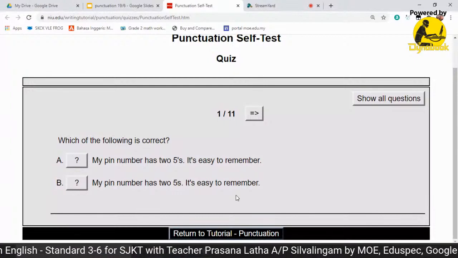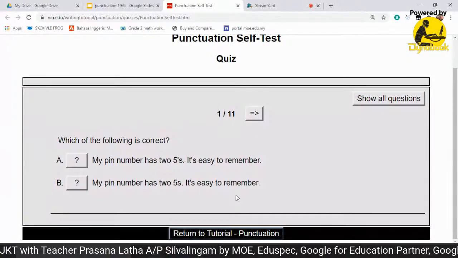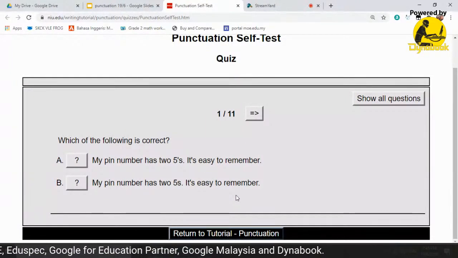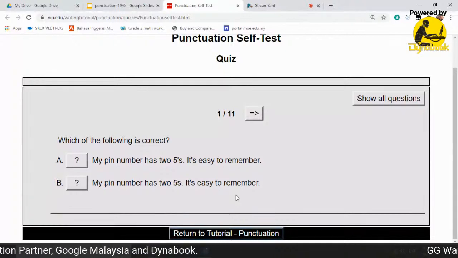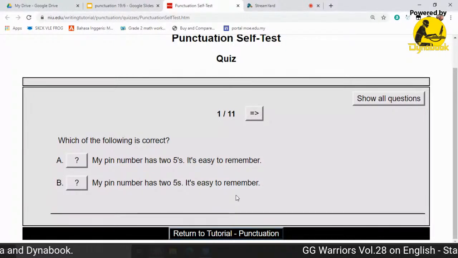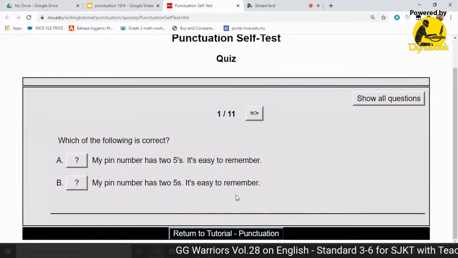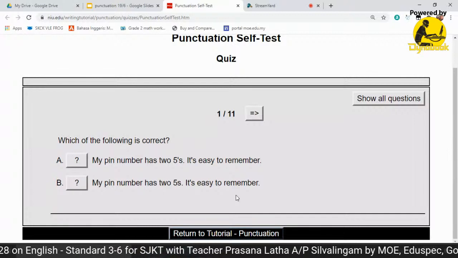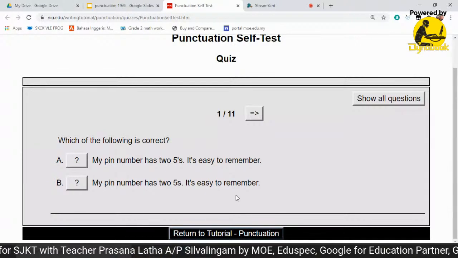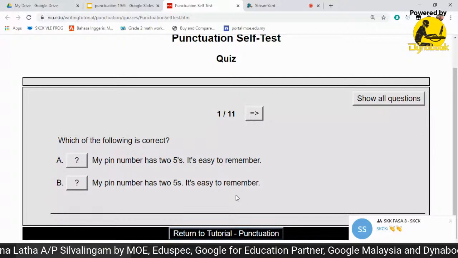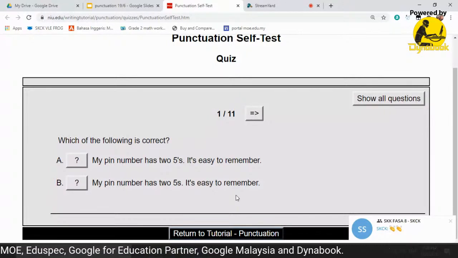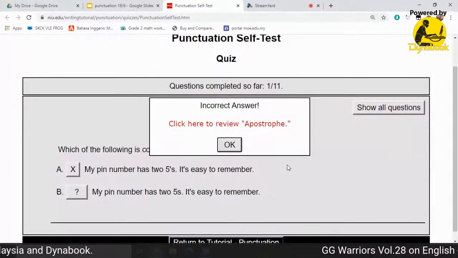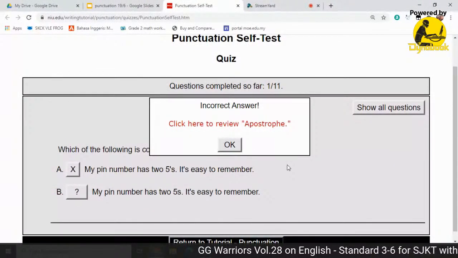Okay, someone has said A. I'm expecting more answers from you. Lots of you are saying A. Okay, let us try our luck. Since a lot of you are saying A, I'm just going to click A. Okay, but the answer is incorrect.